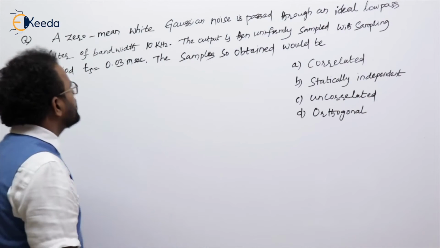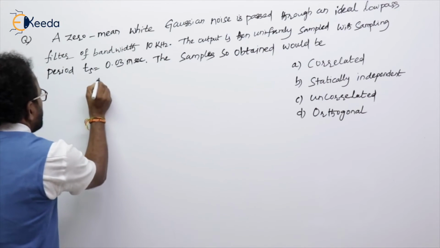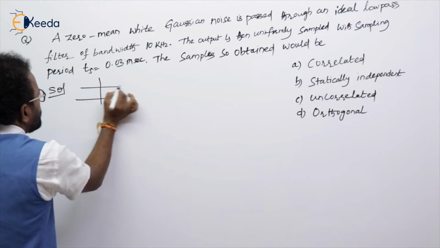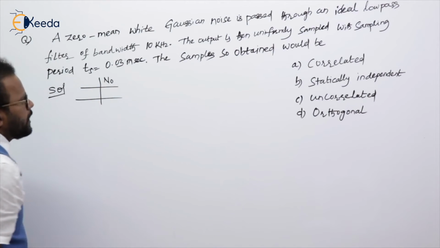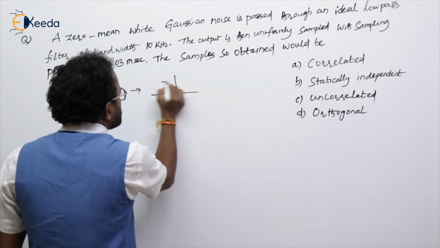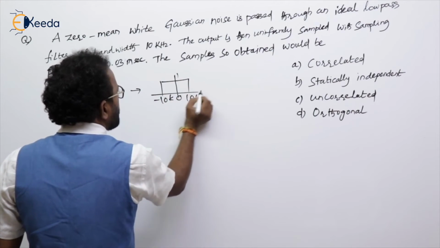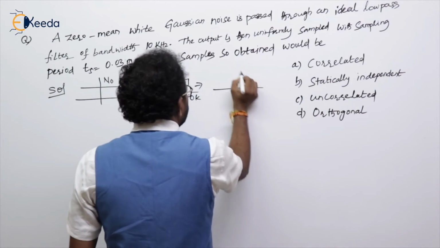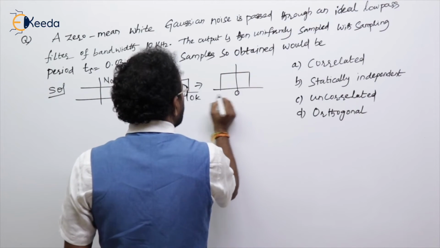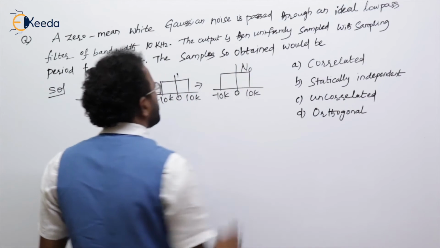And if you see what is being said: a zero mean white noise. For the white noise, the two-sided power spectral density is N naught by 2, and it is passed through an ideal low pass filter having a cutoff frequency of 10K. So this is minus 10K, this is plus 10K, and between minus 10K and plus 10K the value is nothing but N naught.